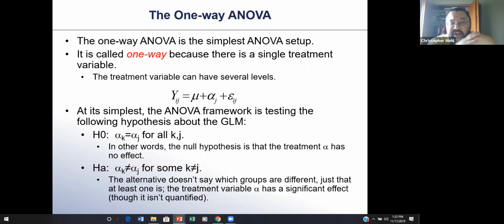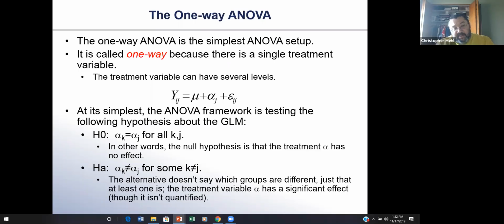Okay. Now, one-way ANOVA. That's our simplest ANOVA setup, so that's where we're going to start. That one-way model is Yij equals mu plus alpha j plus epsilon ij, where the epsilons are error. That's our simple one-way framework. It's called one-way because there's one treatment that we're interested in. But that treatment variable can have several levels to it. You might have, for example, 4 doses of the medication, or maybe we're interested in looking at income level as a treatment, and then you could have several income levels that you break it down into.